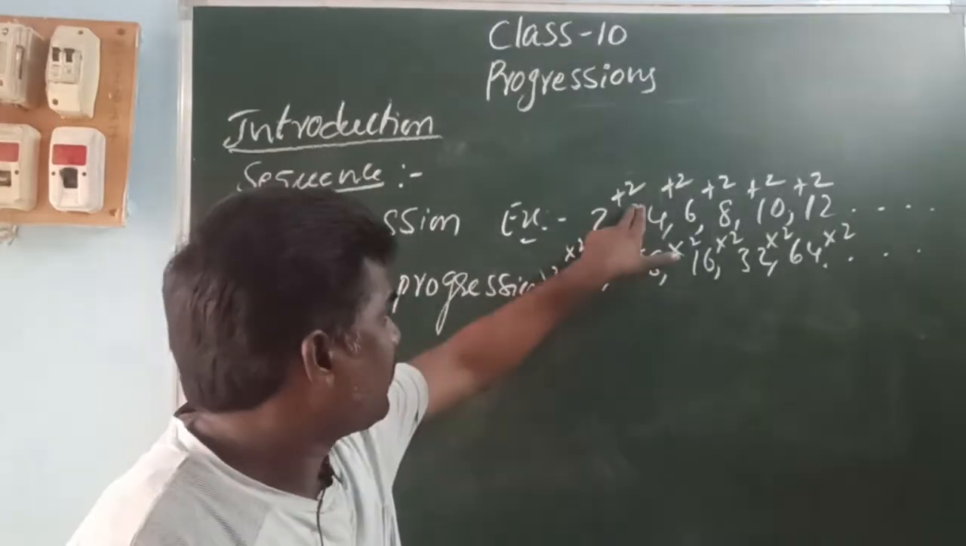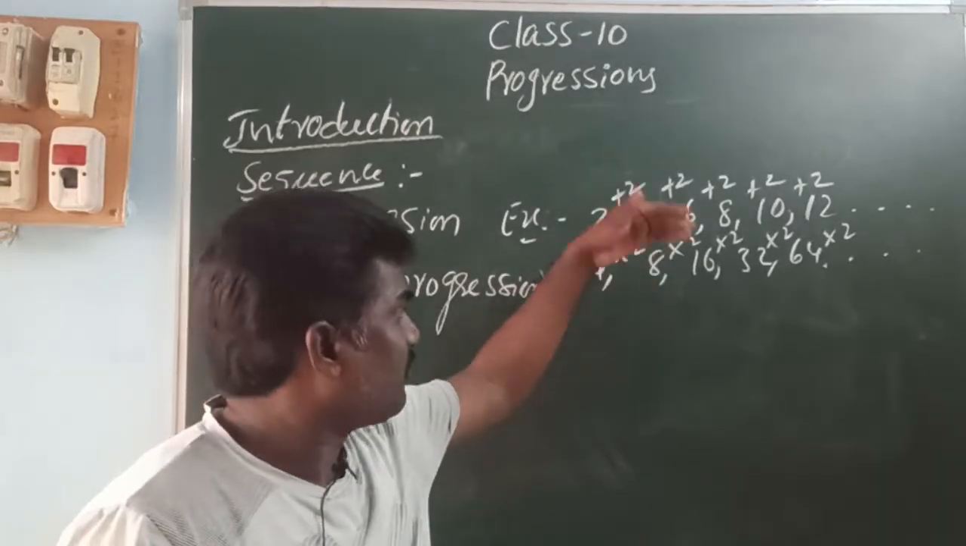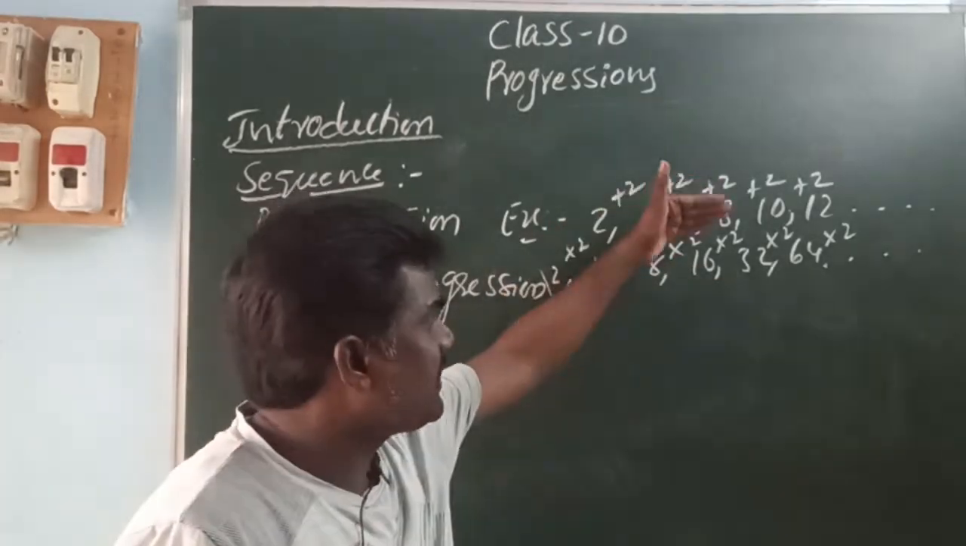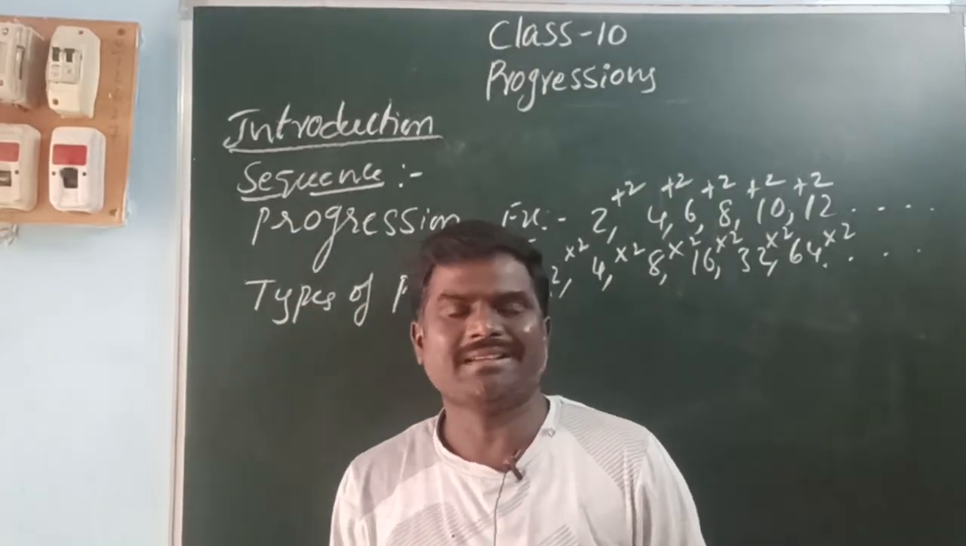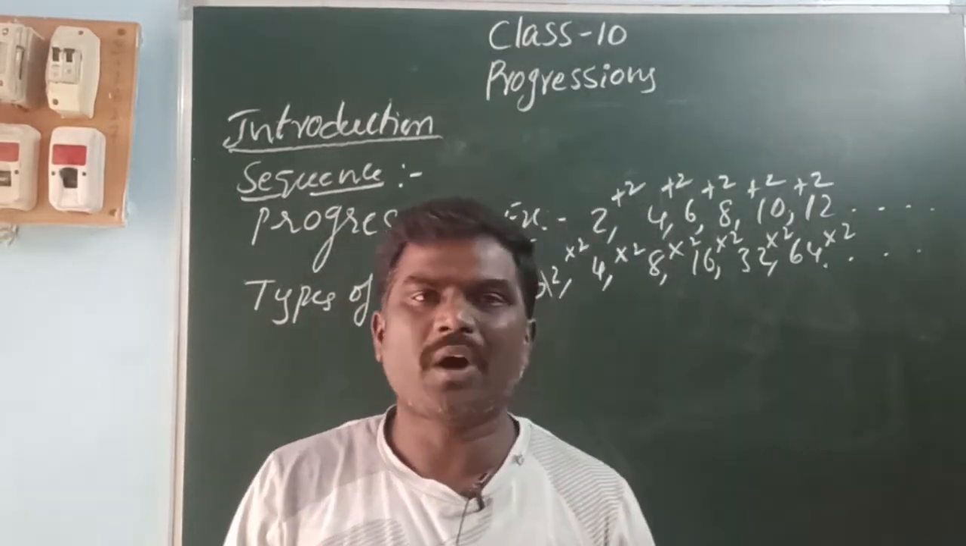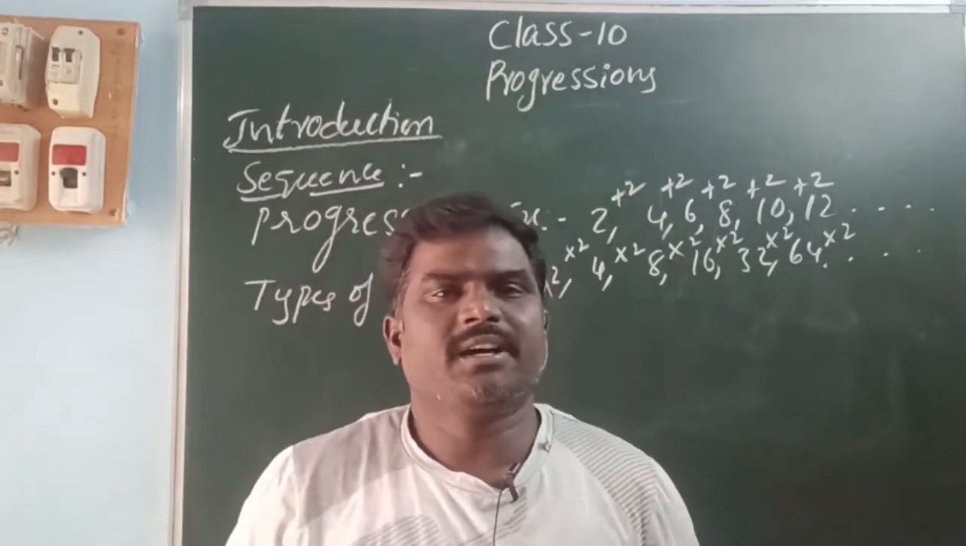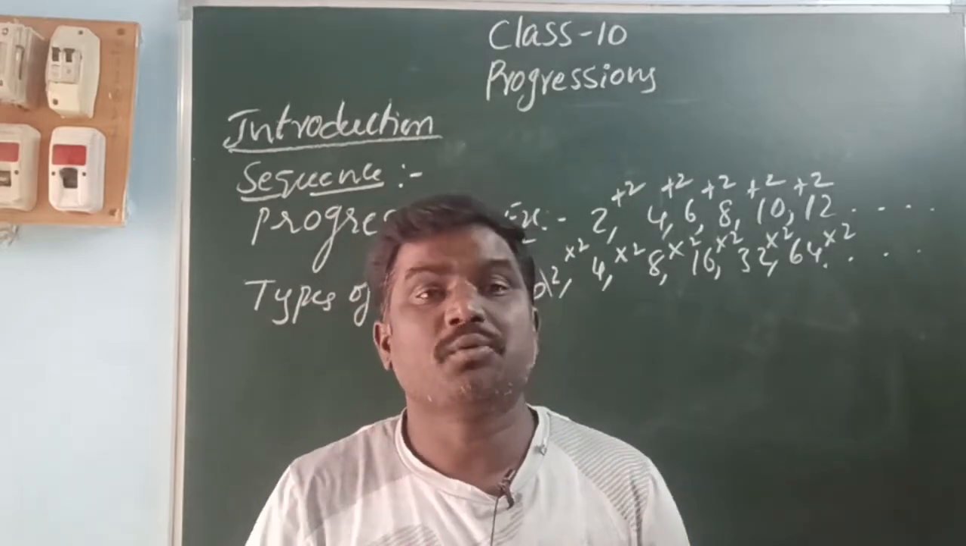In the earlier example, 2 is added to the preceding term. That sequence is called a progression. It means a constant number is added, subtracted, multiplied or divided with the preceding term. That sequence is called a progression.